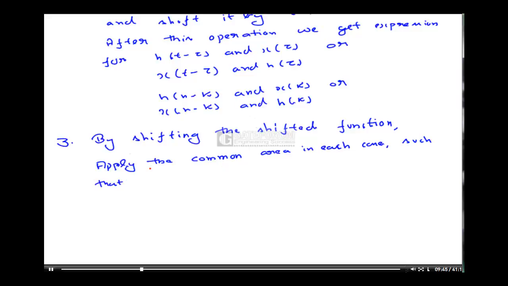Apply the common area in each case such that the limits of integration differ. So whatever limits of integration have come in the first overlap region, they should not repeat in the second overlap region.